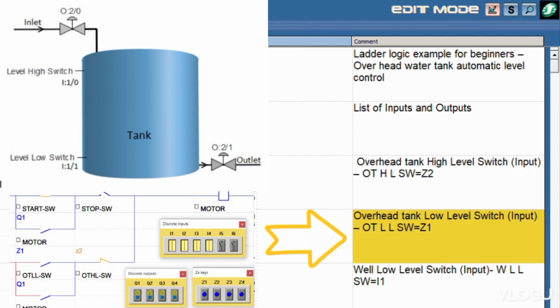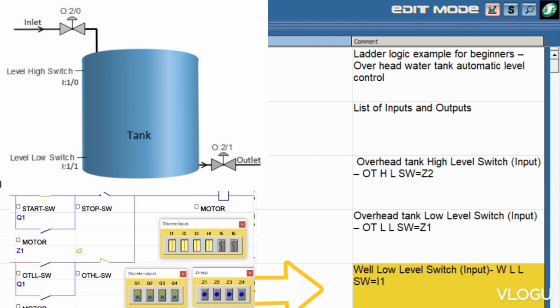Overhead tank low level switch input, OTLL SW, assigned to Z1. After that, well low level switch input, WLL, which is assigned to I1.